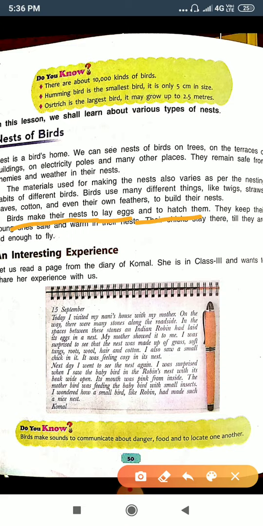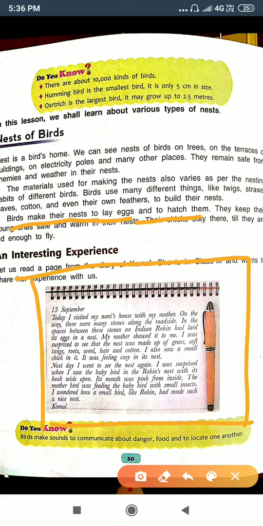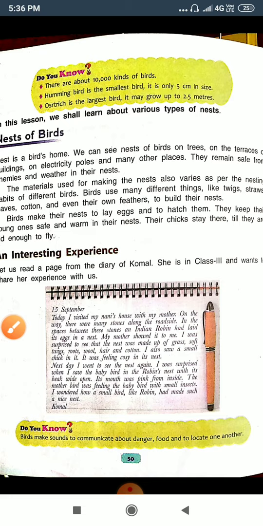Now, move to the next topic. See this letter. This is a letter written by Komal. She is in class 3 and wants to share her experience. So, everyone will read this letter on page number 50 and will tell me what she wanted to say through this letter.